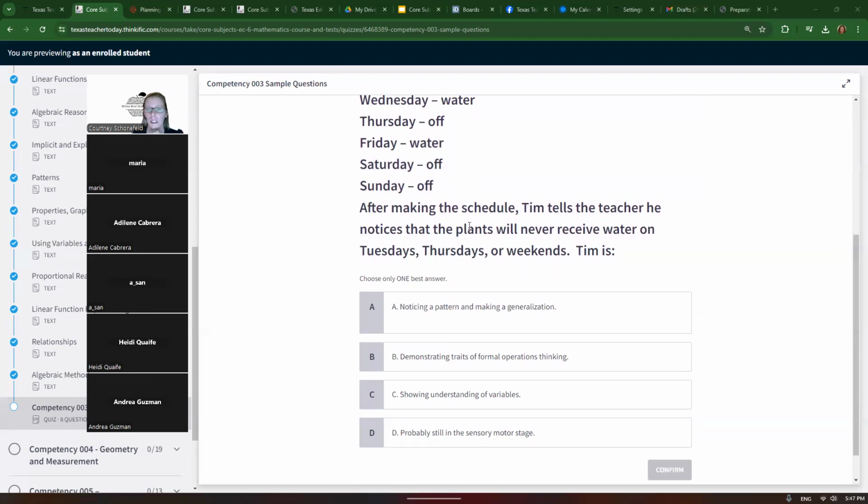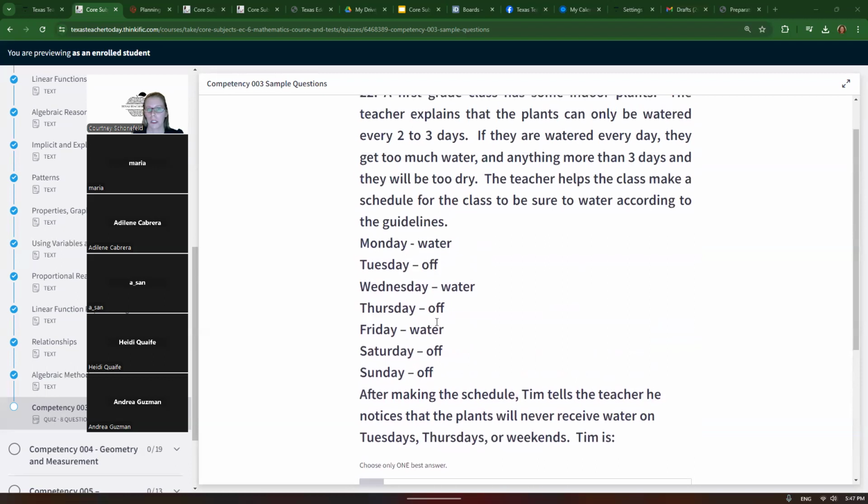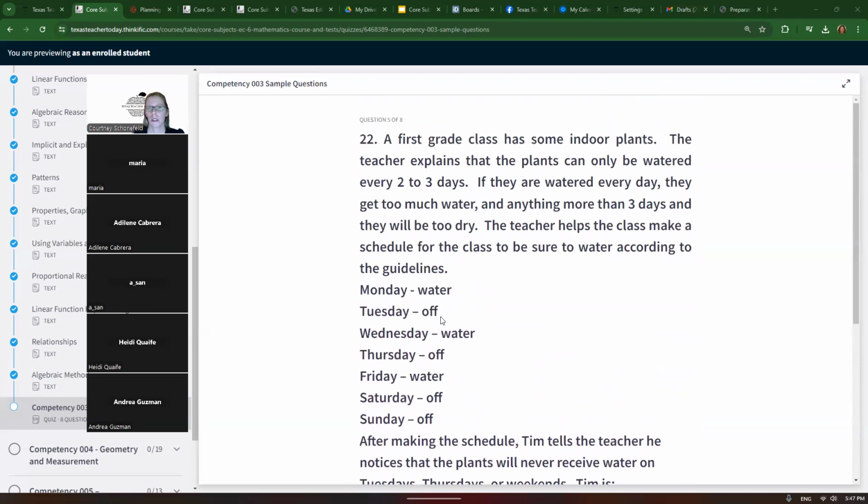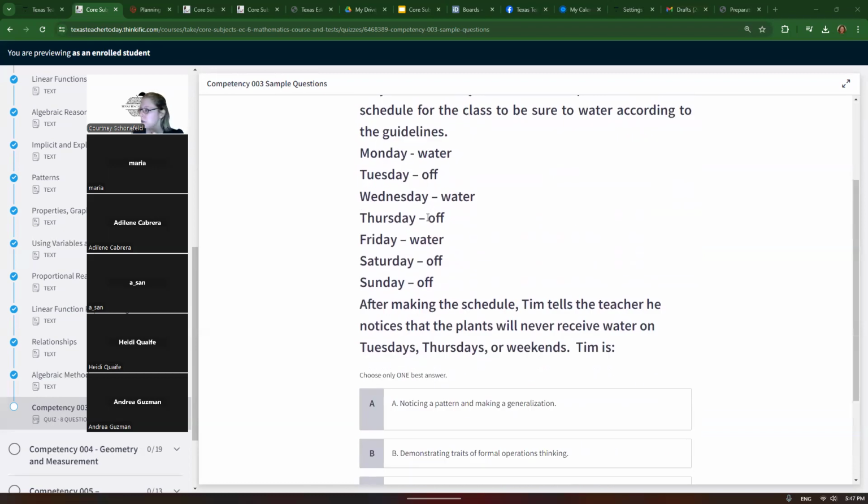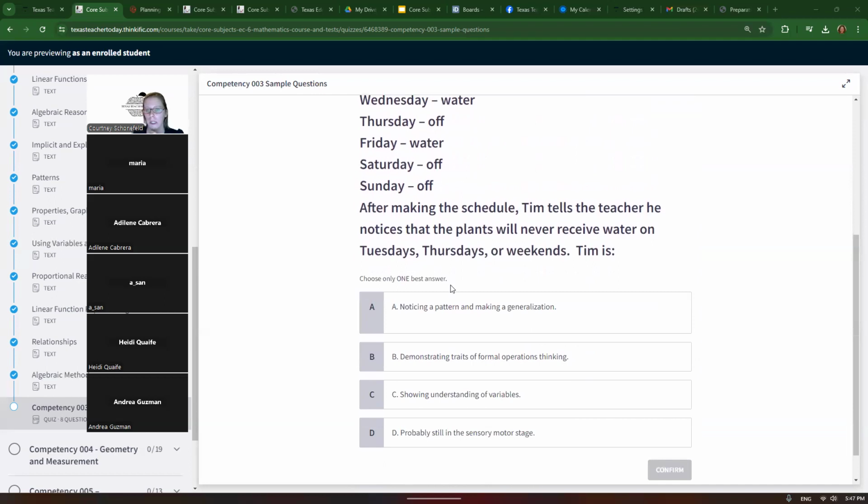Good. He's noticing a pattern, right? The pattern of the days that it's watered and then making a generalization about it. So that one we have to kind of just understand what he's talking about there. So 5 is A, that's right. He's noticing a pattern of the days of the week and making a generalization about it, that it will never be watered on Tuesdays, Thursdays, or weekends.